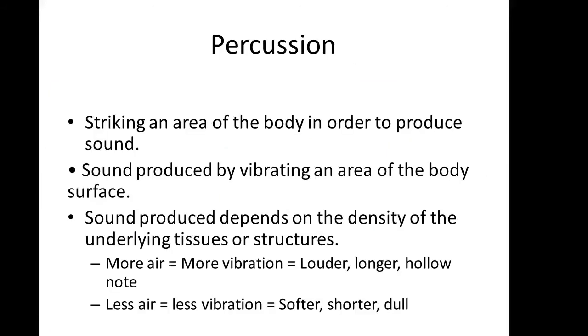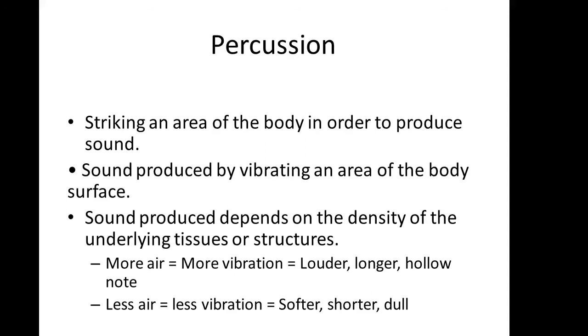Okay, let's talk for just a second about percussion. Percussion, I'm sure as you remember from last year, is when you strike an area of the body in order to produce sound. With percussion, you are using a quick, sharp tapping of the fingers or hands to produce the sound. This allows you to locate the position and size of underlying structures. When it comes to the lung, it can actually allow you to determine if there is consolidation or mass or fluid in the lung.